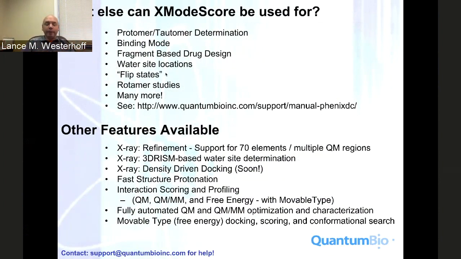Flip states, and what that would be is, from an X-ray perspective, you can't differentiate between carbon, nitrogen, or oxygen. From a quantum perspective, those are very different things. And so if you put the wrong flip state within an active site, we can see pretty quickly that this state or that state is the right one bound within the structure. Rotamer studies, the same concept. It's a very similar type of problem.